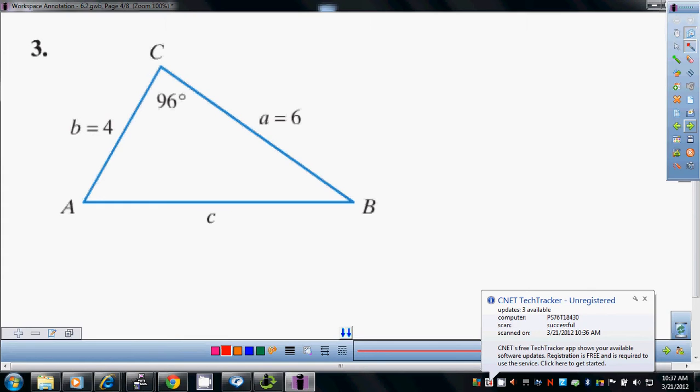Good question. Someone asked if your answers will vary. They will only vary if people put in the trig functions at different times. For instance, if you did cosine 96 in the first step and then rounded that and multiplied it by other things, your answer will be different than somebody who just waited to do the cosine until the last possible second. So they should vary at most by a few tenths. If it's more than that, then somebody made a mistake.